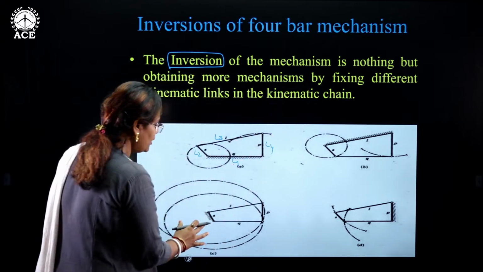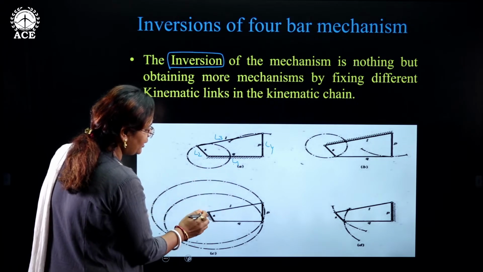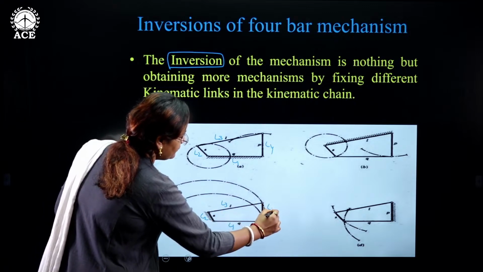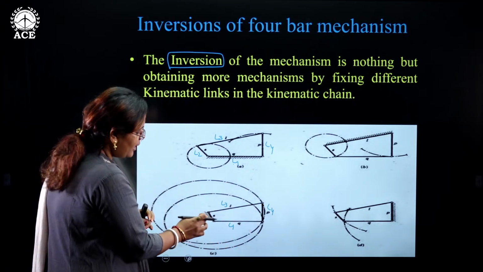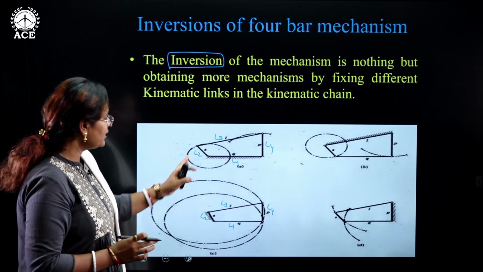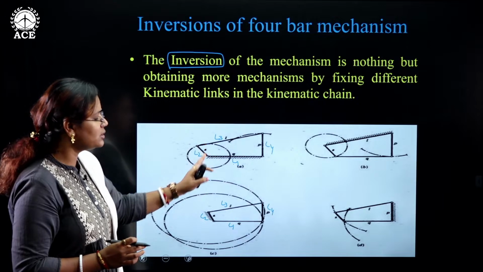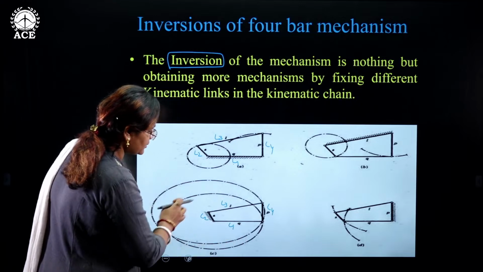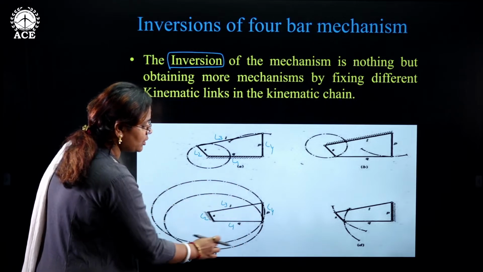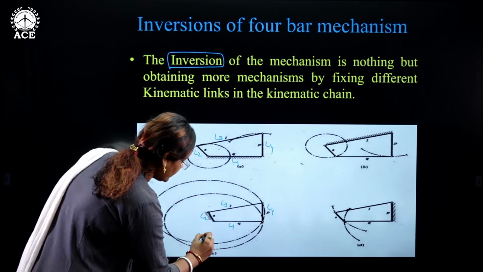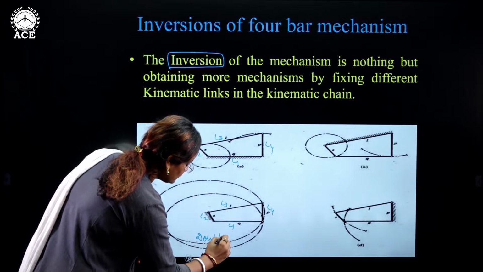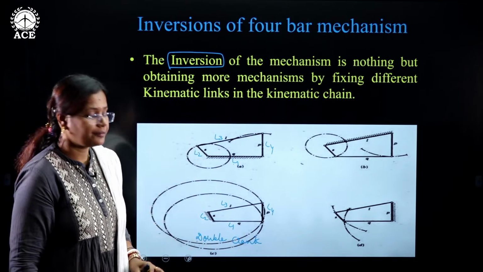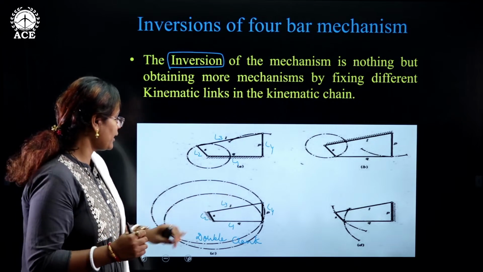Now coming to the second part. You have seen the first link is gone, the second link, L2, here also, L4. So here instead of L1, L2 is fixed. Did you observe any change in the behavior or path of this mechanism? Here you are obtaining 2 cranks. 2 links are completing one whole revolution. So this is called a double crank mechanism, because there are 2 cranks.